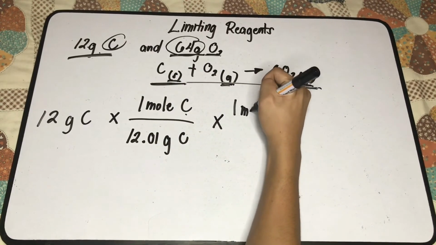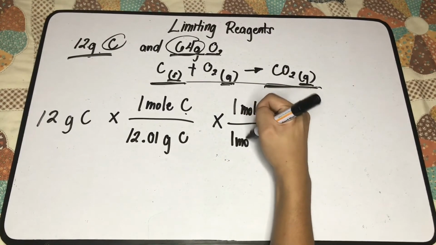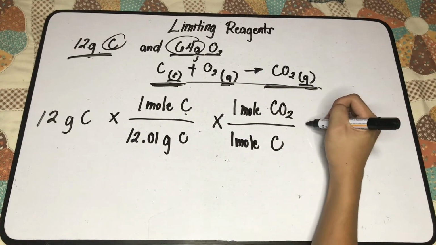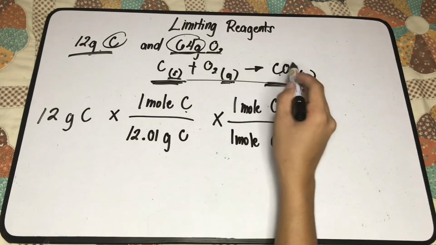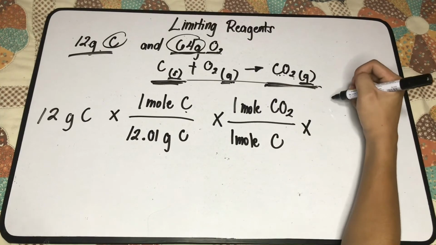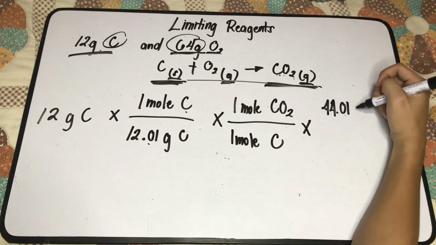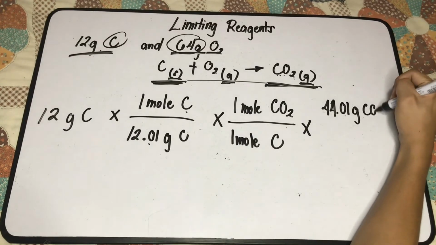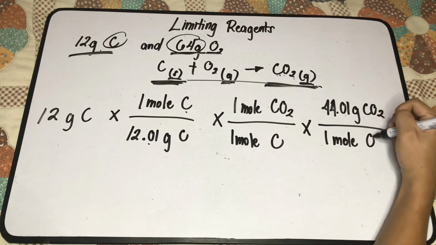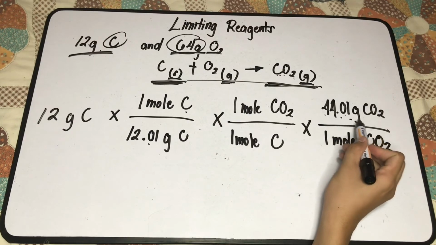So 1 mole of carbon dioxide divided by 1 mole of carbon. This is because sa isang mole ng carbon, meron tayong magagawa na isang mole ng carbon dioxide. Carbon, we have 12, di ba? Tapos si oxygen gas, we have 32. 32 plus 12, we have 44. 44.01. Kasi 12.01 si carbon, di ba? Grams of CO2. All over 1 mole of CO2. So, meaning, sa isang mole ng CO2, yung molar mass is 44.01 grams.